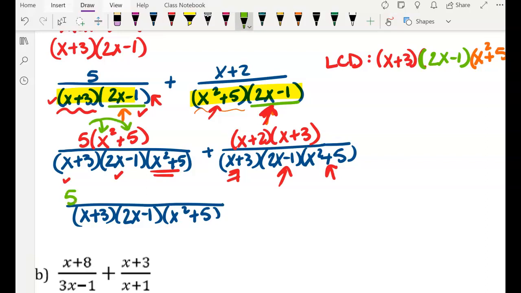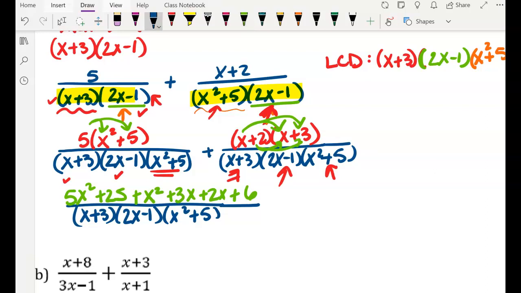Okay, so we got 5x squared plus 25. Over here, x times x is going to be x squared, so we will add x squared. x times 3 is going to give us 3x. 2 times x is going to give us 2x. I need to extend my fraction bar a little longer. And 2 times 3 is going to give us 6. So let's see if you can combine like terms on the top.